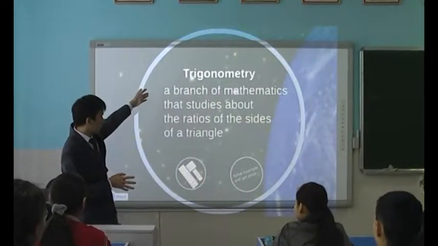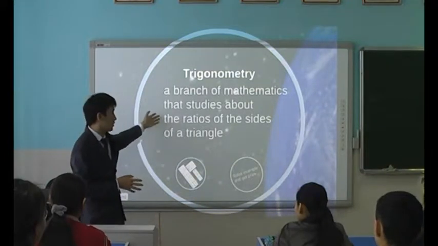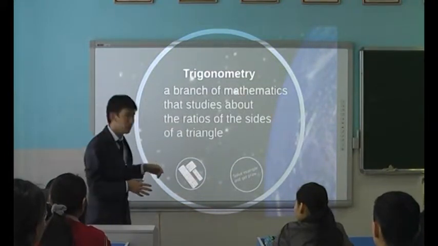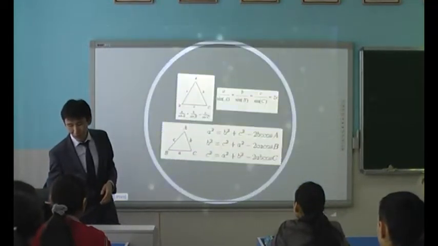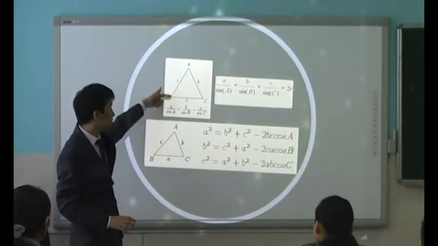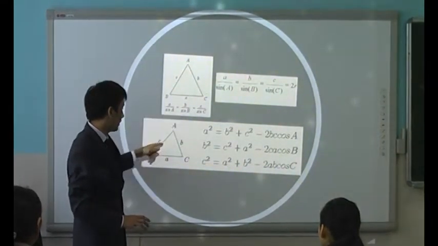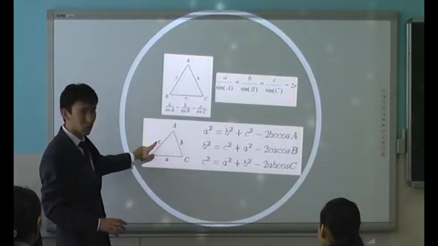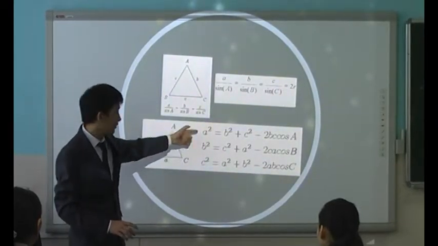As you know, trigonometry is a branch of mathematics that studies the ratios of the sides of a triangle. That means from the given elements of the triangle, we can find the unknown elements. These are the two theorems, the sine theorem and the cosine theorem. If two sides and the angle between them are given, we can find the third side with the help of what? This theorem is the cosine theorem.